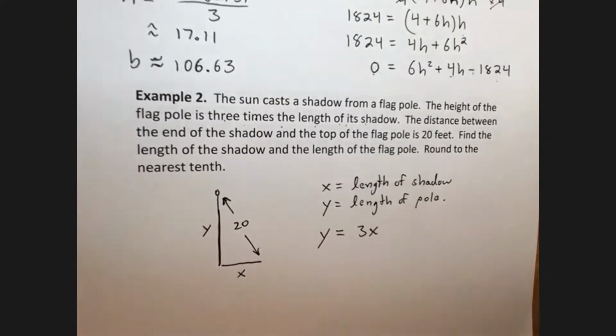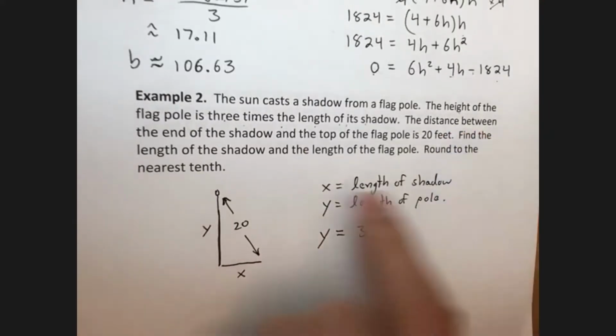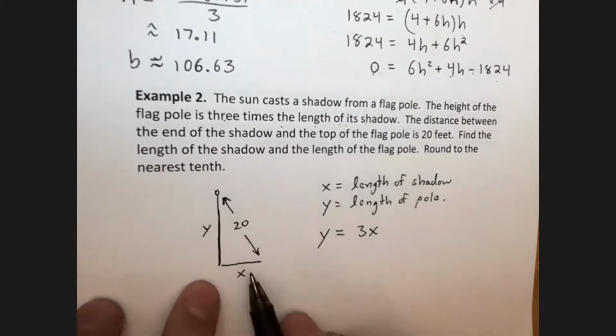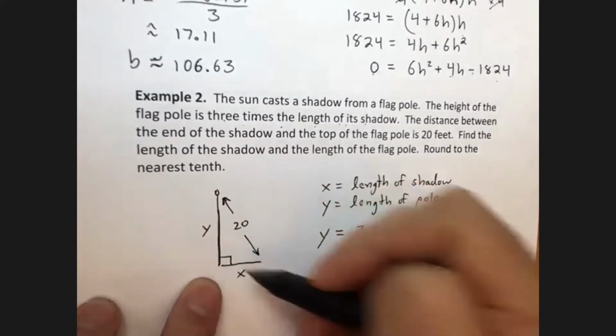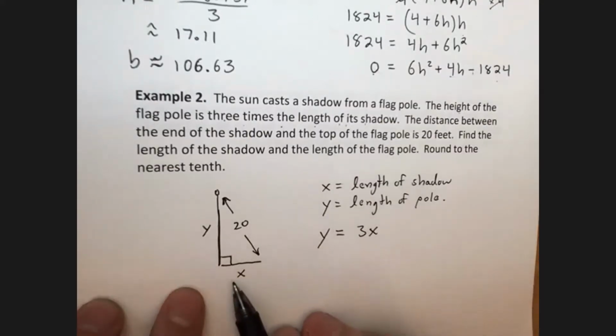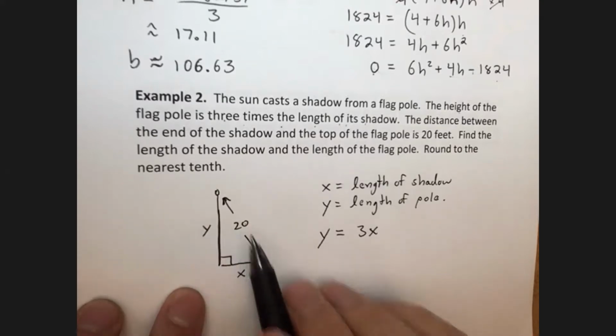That's nice. And then the distance. Okay. How am I going to incorporate that? Well, look at the picture here. I've got a right triangle. Okay. And so, do you know an equation that relates the sides of a right triangle?